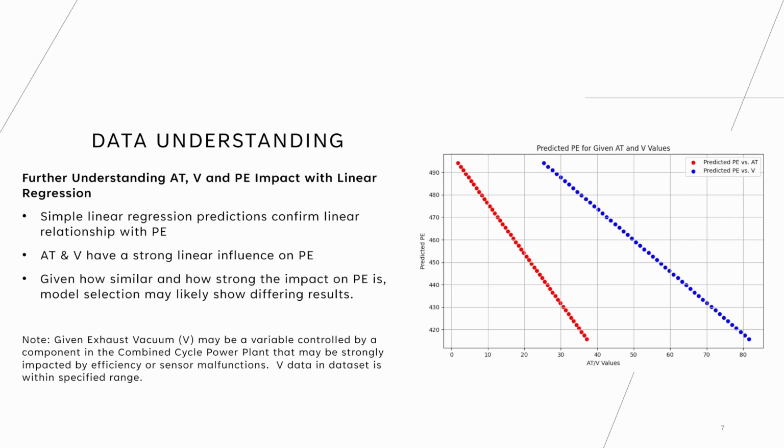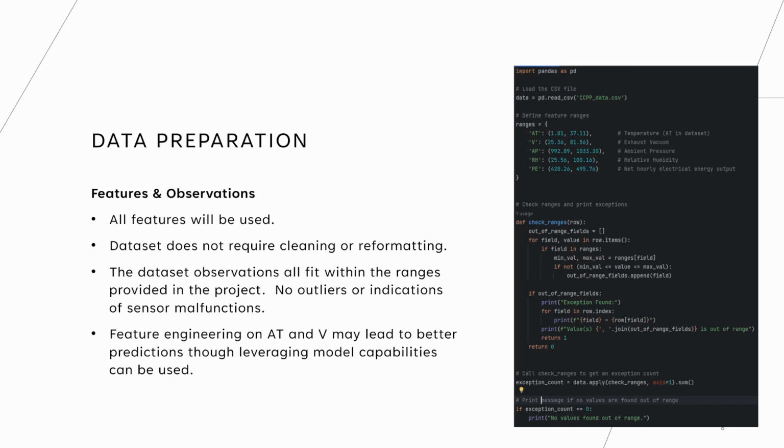Model selection will be key as temperature and exhaust vacuum's strong influence on energy output might confuse some models. There will be no special data preparation done as all features are determined relevant, data resides within the ranges provided in the assignment, and no need for reformatting. A simple Python script confirmed the data was within ranges.